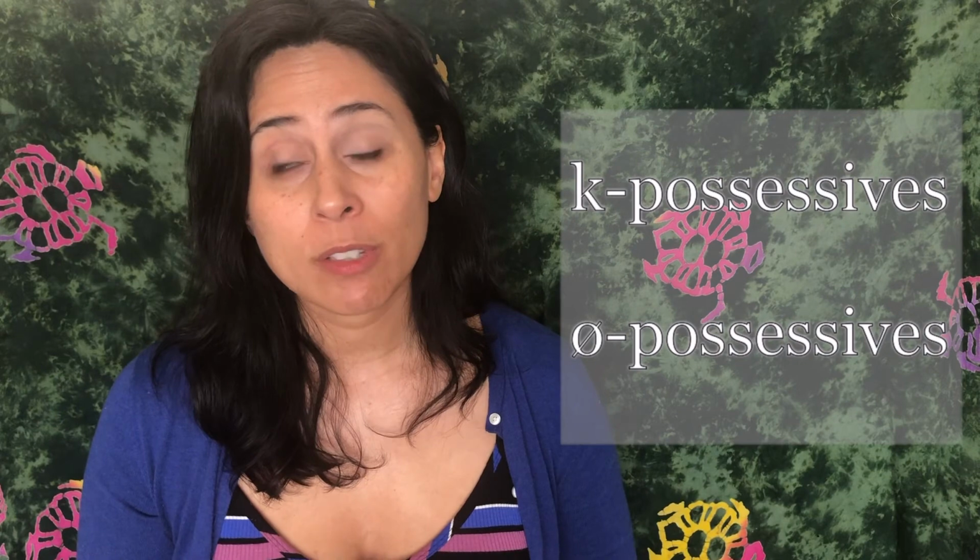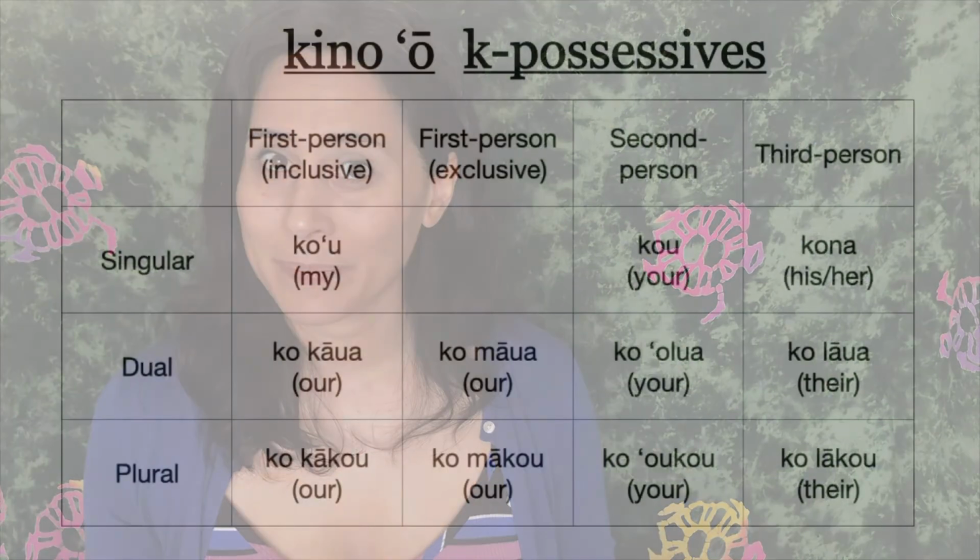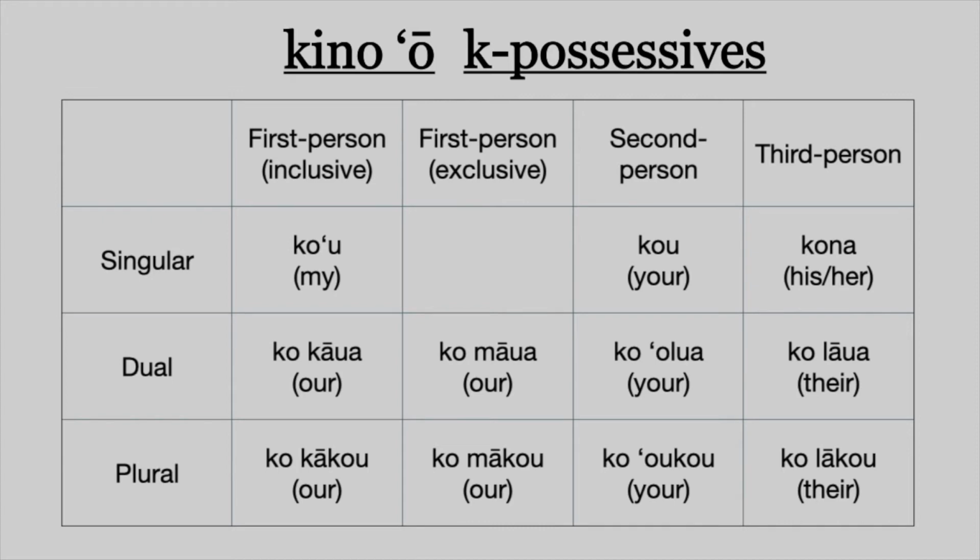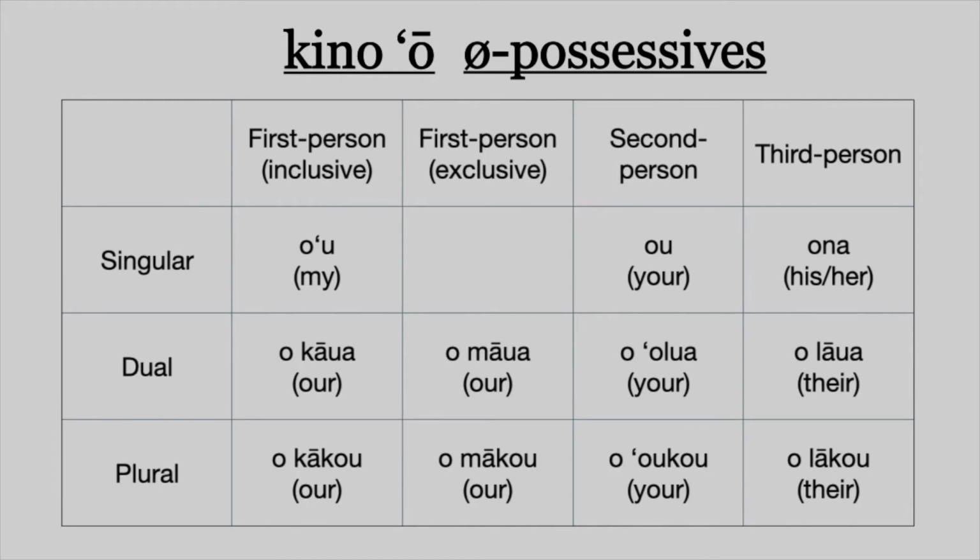Now, what we've just learned are known as K-possessives because they all start with K. But there's also something called a zero possessive, which doesn't start with any consonant. Let's look at the kino o version of our K-possessives. In order to make the kino o version of zero possessives, you simply remove the K. So ko'u becomes o'u. Ko maua becomes o maua.